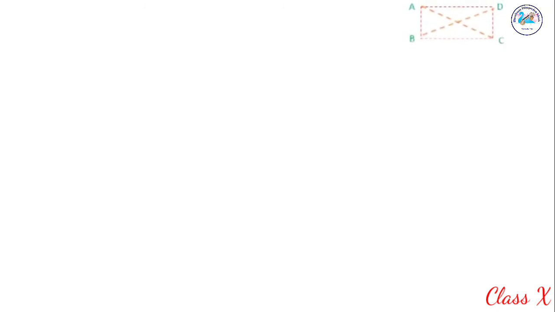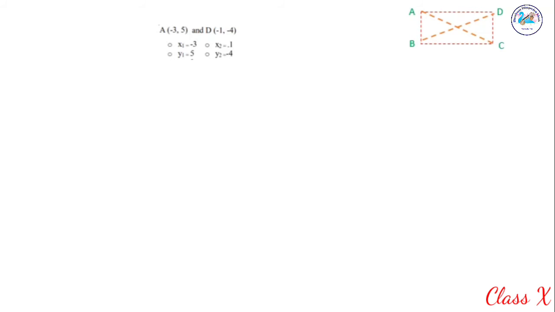Next, from the diagram we have to go for calculating the length of AD. For that we have to write the points A minus 3, 5 and D minus 1, minus 4. Write down the coordinates x1, y1, x2, y2. Then we have to calculate the distance AD by using the distance formula, that is root of x2 minus x1. So x2 is minus 1, x1 is minus 3. So minus 1 minus minus 3. Minus minus 3 is plus 3. Minus 1 plus 3, plus y2 minus y1. y2 is minus 4, y1 is 5. So minus 4 minus 5 the whole square.